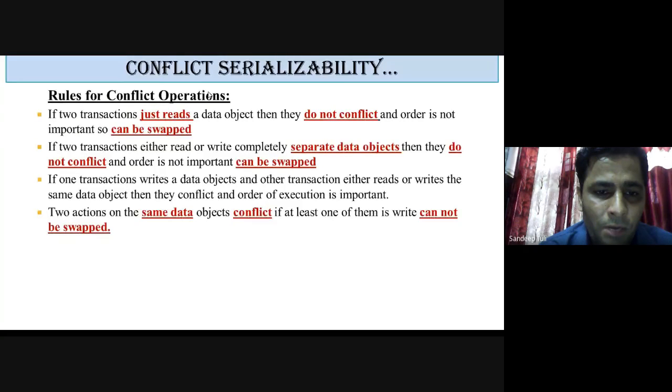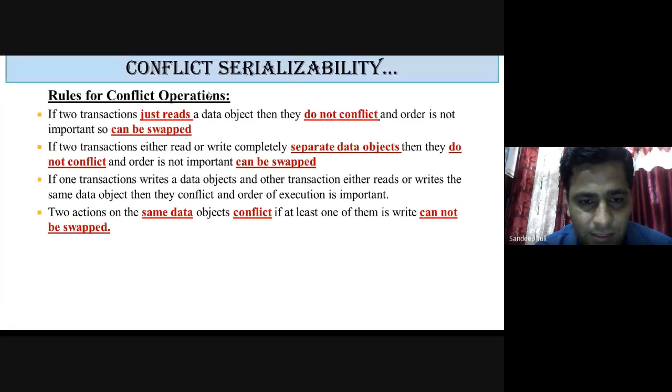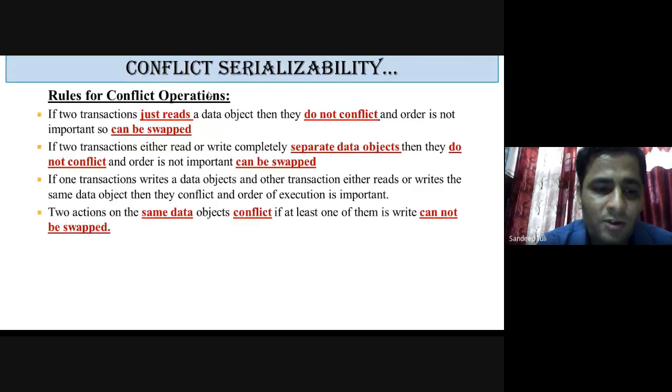But now rules 3 and 4 are there too, in which we cannot swap them. If one transaction writes a data object, read carefully, one transaction writes a data object and another transaction either reads or writes the same data object, underline the word same, then they conflict and the order is important, and in that case we cannot swap. The fourth rule again says that two actions on the same data object conflict if at least one of them is a write. One of them is a write, either read then write, or write then read, or write then write, then again we cannot swap them.